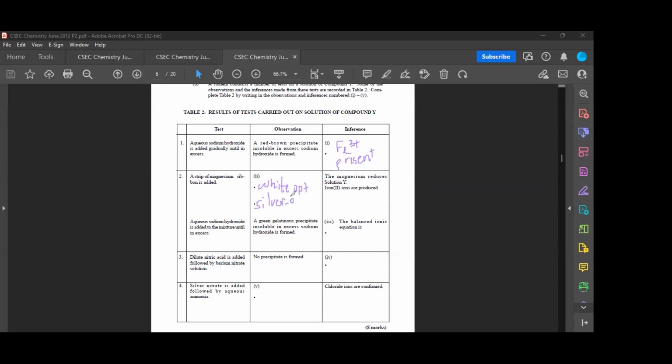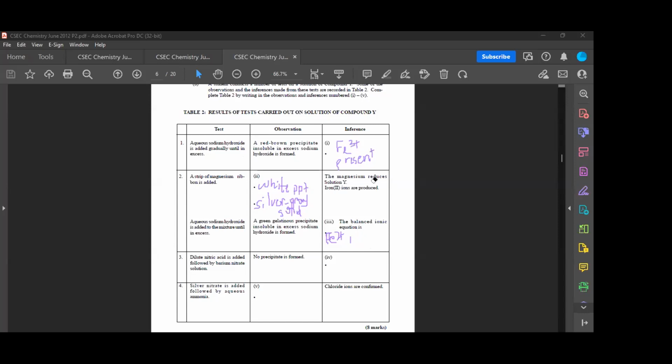A silver gray solid would be settled at the bottom, of iron, of course. Then the balanced equation would have been Fe2+, of course, this is aqueous, plus 2 electrons. Sorry, wrong thing I'm writing. Sorry about that.